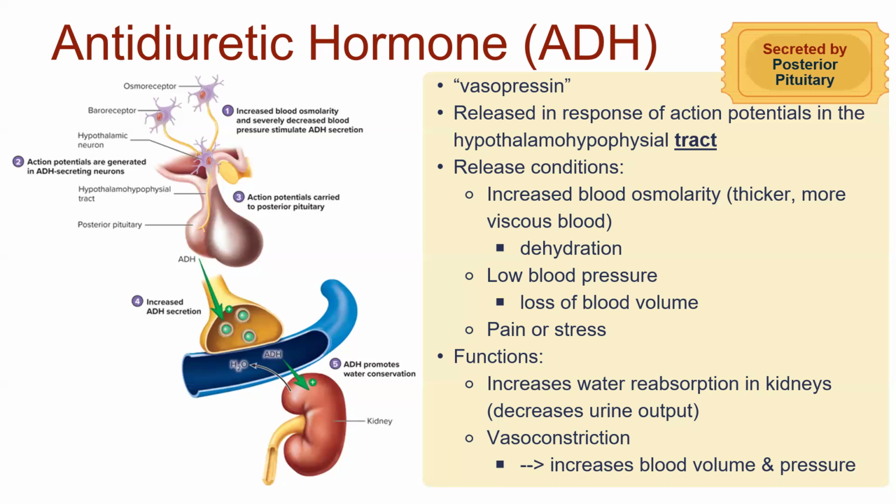And in the grand scheme, we're going to retain more water and also decrease our urine output, because if we are getting rid of water through the urine, then we are losing water. So we're going to kind of slow down that loss of water. Vasoconstriction is also another result of this, because this is a way we can increase not necessarily the blood volume, that's more from the water part of things, but if we make our vessels smaller, that means pressure is going to go up.